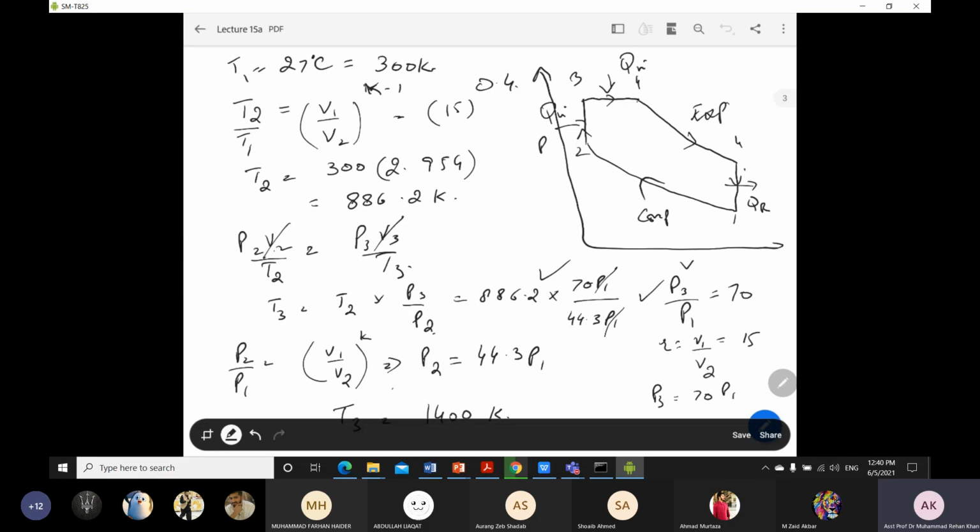So T3 is also known to us now. So now we will find the value of T4 and T5. We can note it down, then move towards the next one. If you have any question, you can ask me.